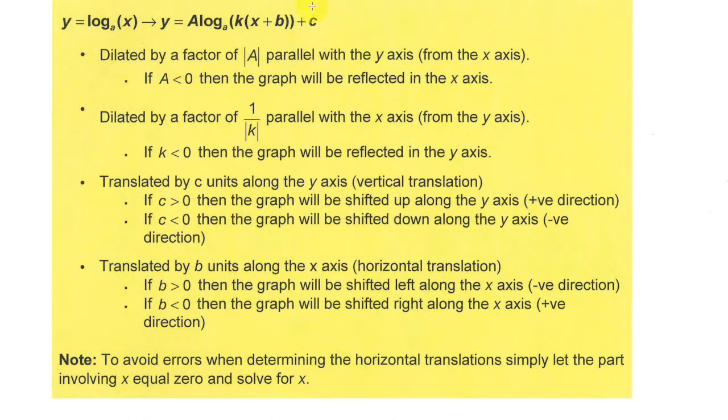Translations: the c, the part at the end, if it's positive, we're moving up c units. If it's negative, we're moving down c units. And then the horizontal translation: take everything that's inside this bracket, make it equal to 0 and solve for x. If we get a positive, then we're moving in the positive direction along the x-axis. If we get a negative, we're moving in the negative direction along the x-axis by however much x is equal to.